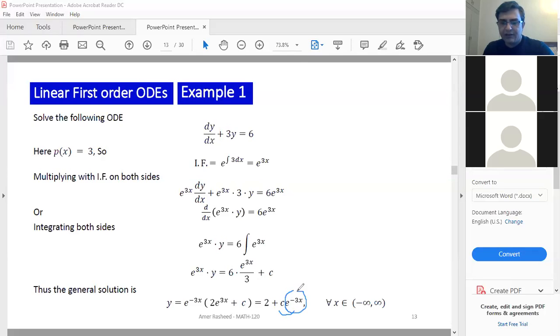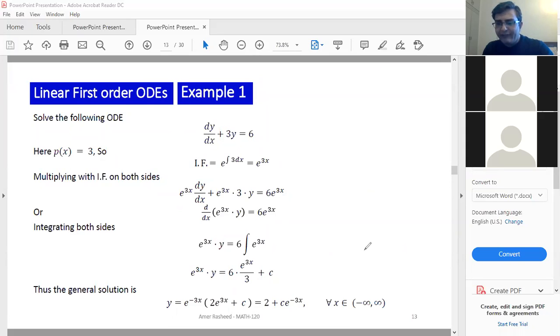There is a question in the chat window. Why are we not writing c e raised to 3x as a constant? Because this is a function, not a constant. If we have 2c, for example, then we can write this as another constant c1, because both are constants. But if we have a function multiplied with the constant c, then we cannot simplify it. It will remain the same in the solution. I hope you got it.